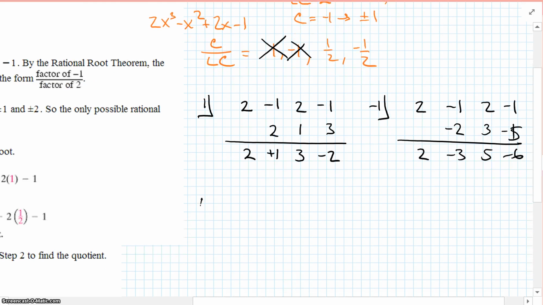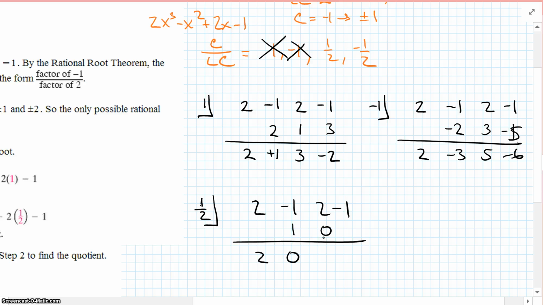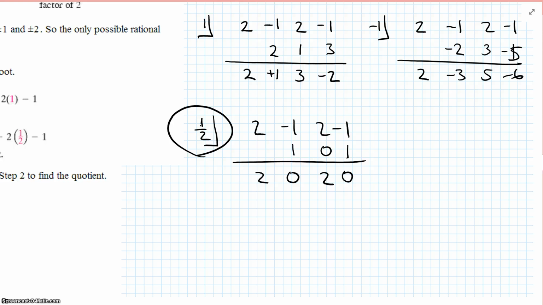So let's try 1/2. So I have 2, negative 1, 2, negative 1. Drop the first one, it's 2. 2 times 1/2 is 1. Negative 1 plus 1 is 0. 0 times 1/2 is 0. 0 plus 2 is 2. 2 times 1/2 is 1. So the remainder is 0. So 1/2 works.